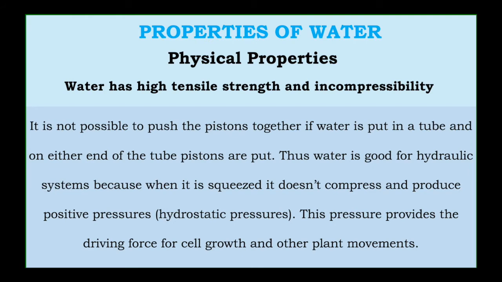This pressure provides the driving force for cell growth and other plant movements. In a similar fashion, if the tube is filled with water and air bubbles are removed from them, pulling the piston away from one another will not break the water column. This will result in a suction. Negative pressure can develop in the water column and very sizable tension can be generated in a thin water column.